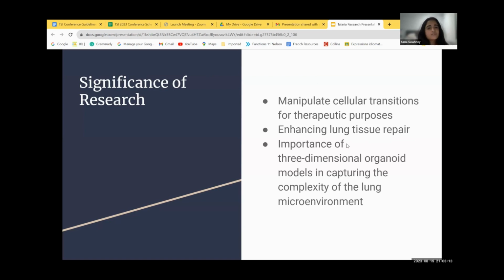The significance of this research lies in its potential to manipulate cellular transitions for therapeutic purposes. So understanding the molecular mechanisms that underlie these type 2 cell fate decisions and transitions could lead to strategies for enhancing lung tissue repair. The findings also emphasize the importance of 3-dimensional organoid models in capturing the complexity of the lung microenvironment.